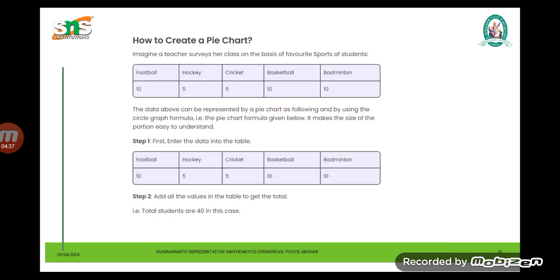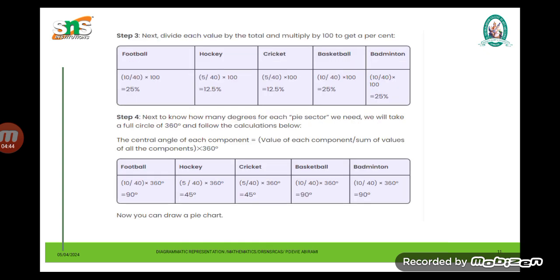My first problem is football, hockey, cricket, basketball and badminton. First I am going to divide my value by the total value. So 10 by 40 will give you 0.25. Multiplied by 100, I get 25%. For the second, hockey, I get 12.5 percent. For cricket, I have 12.5 percent. Basketball I have 25 percent, and badminton is also 25 percent.